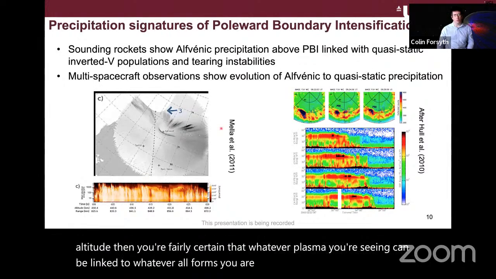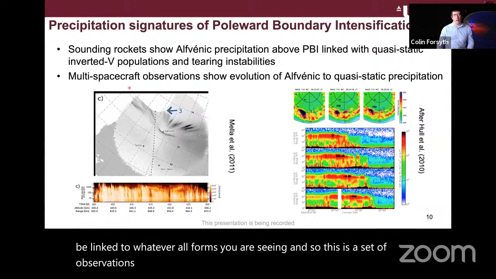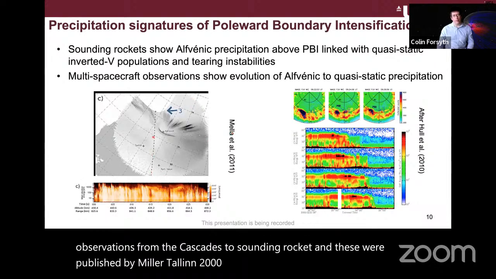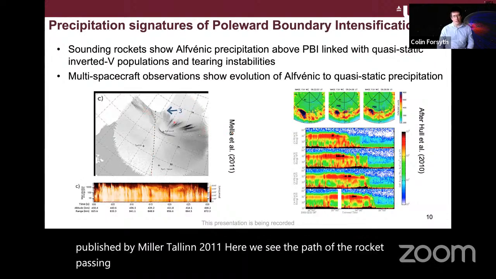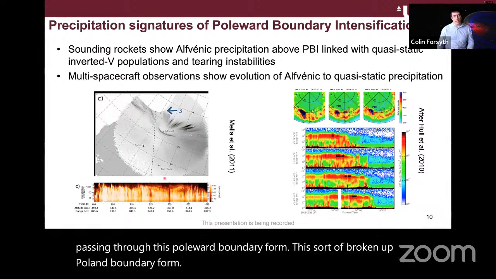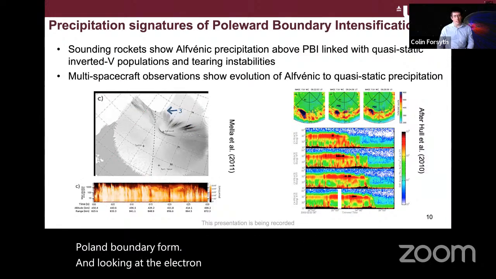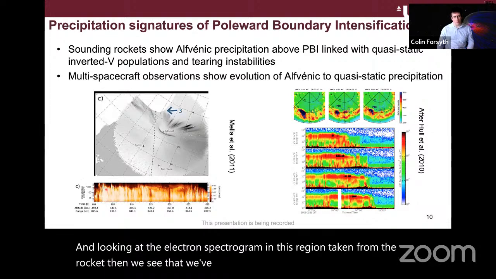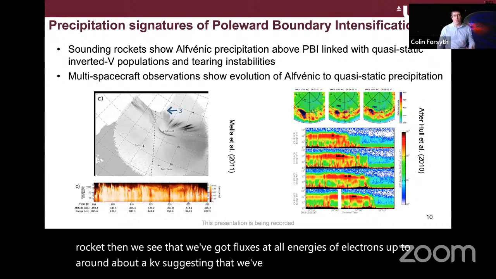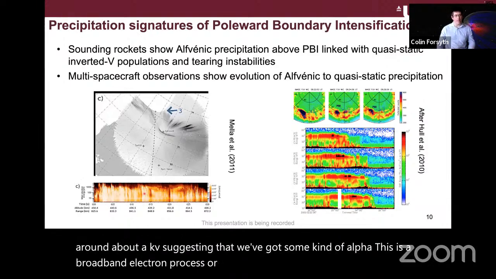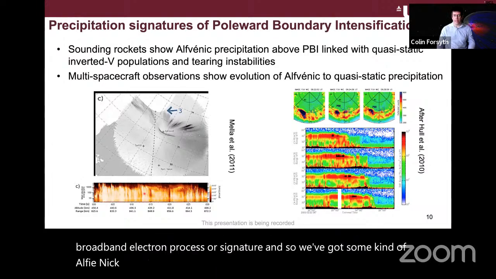And so this is a set of observations from the Cascades 2 sounding rocket, and these were published by Mella et al. in 2011. Here we see the path of the rocket passing through this sort of broken up poleward boundary form, and looking at the electron spectrogram in this region taken from the rocket, we see that we've got fluxes at all energies of electrons up to around about a keV, suggesting that we've got some kind of Alfvénic, this is a broadband electron signature, and so we've got some kind of Alfvénic process bringing those electrons down.